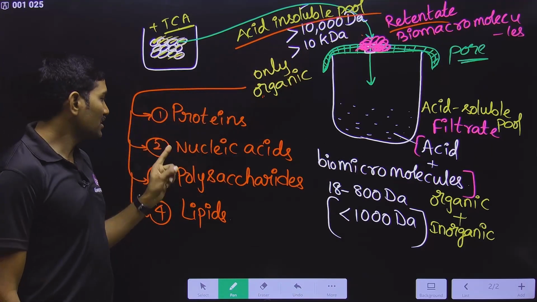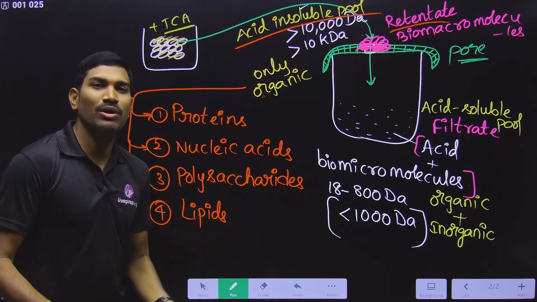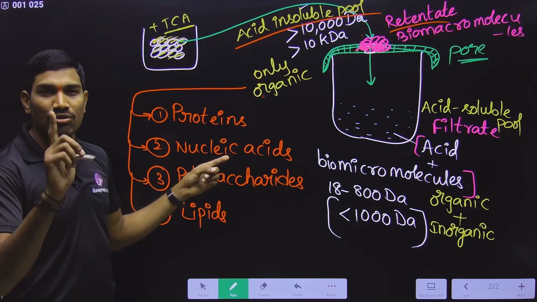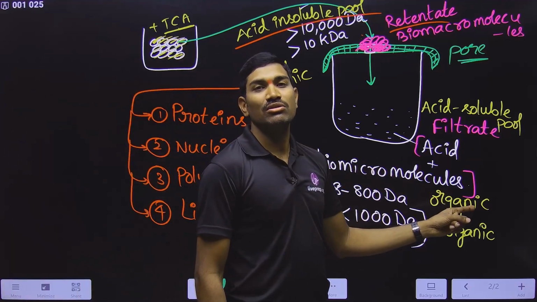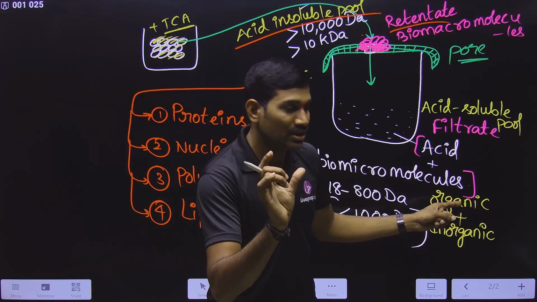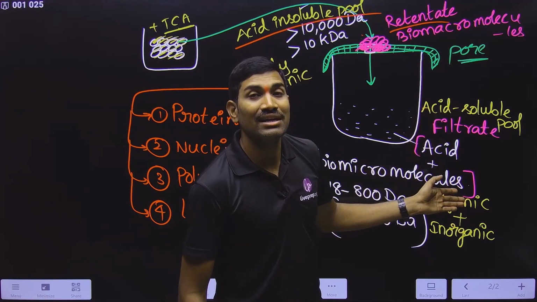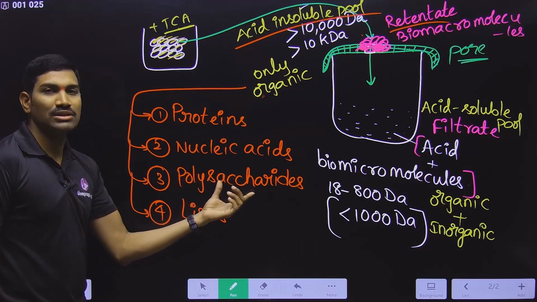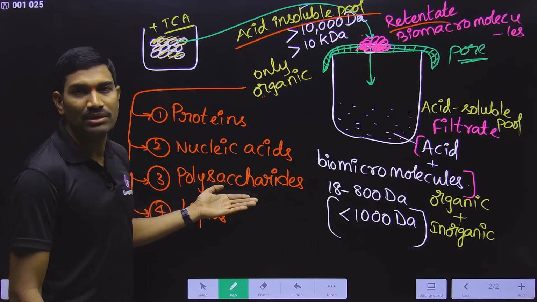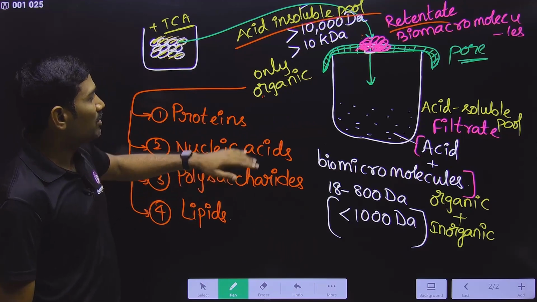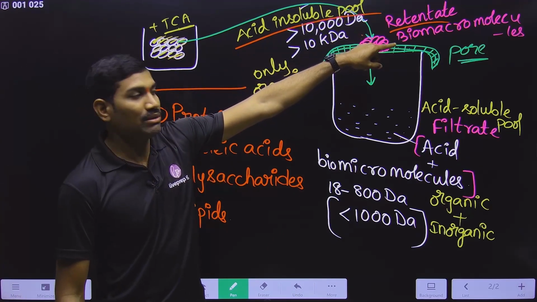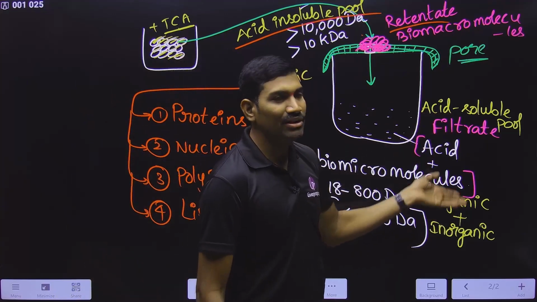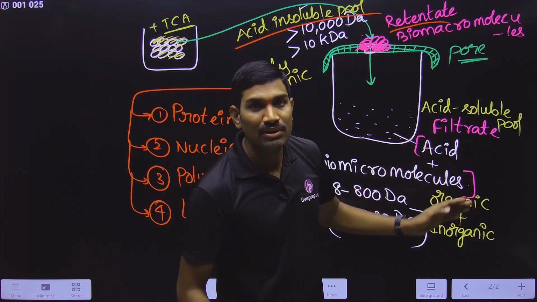Observe this carefully. Next one, nucleic acids. Nucleic acids are also polymers, so they come under the retentate. But what is the individual unit called? One single unit is called a nucleotide. And where will you find individual nucleotides? In the filtrate. Next one, polysaccharides. Poly means many sugars attached to each other. This is also a polymer, and it is observed in the retentate. But what about the individual unit? The individual unit is called a monosaccharide, and monosaccharides are found in the filtrate.